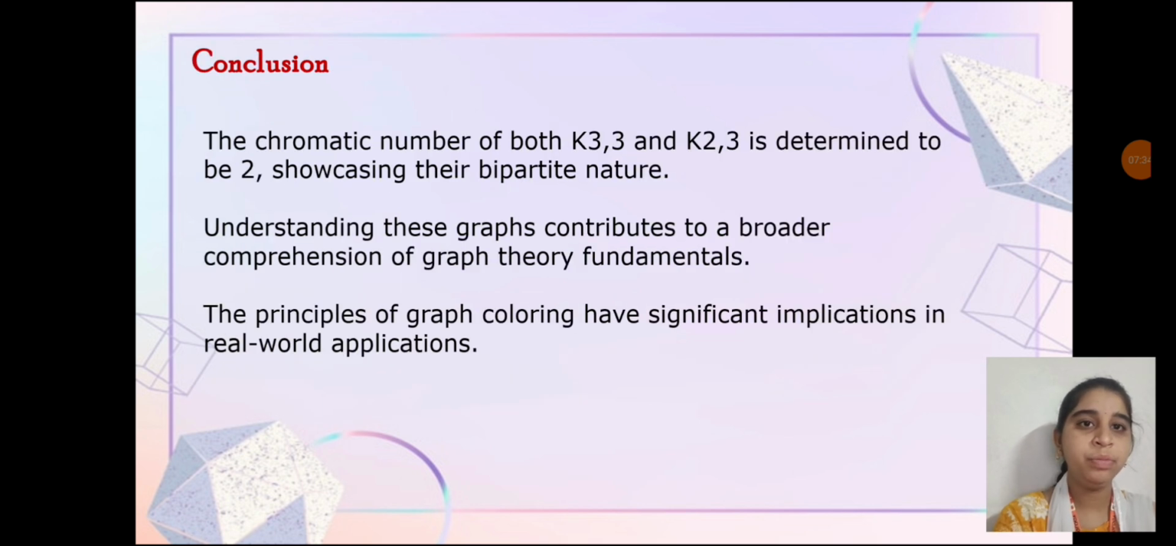Conclusion: the chromatic number of both K33 and K23 is determined to be 2, showcasing their bipartite nature. Understanding these graphs contributes to a broader comprehension of graph theory fundamentals. The principles of graph coloring have significant implications in real-world applications. Here bi means 2, so the chromatic number of both K33 and K23 are 2. So it is called bipartite graphs.